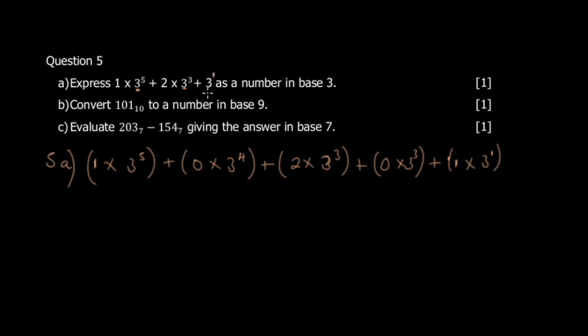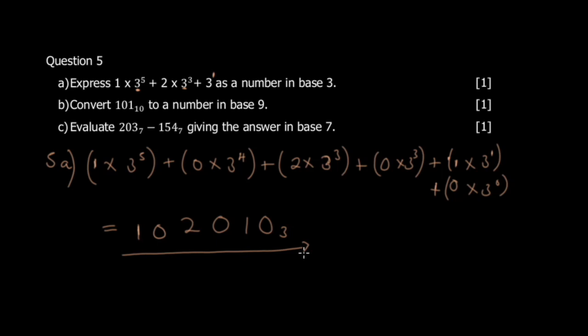And this was a part of the trick in this question. Then plus the numbers we don't have. So this would be 0 times 3 to the power 0, like this. So this would be what in base 3? You just take these numbers, these numbers, these numbers, these numbers, these numbers, these numbers, and then that's it. You're done.